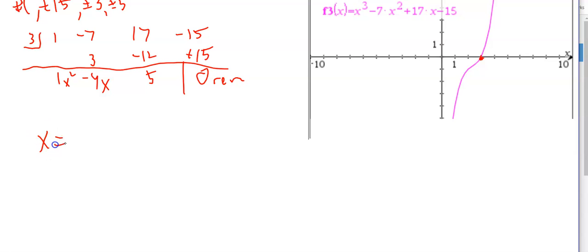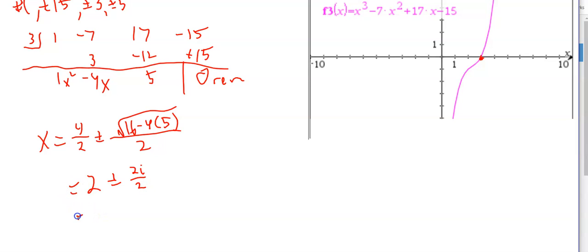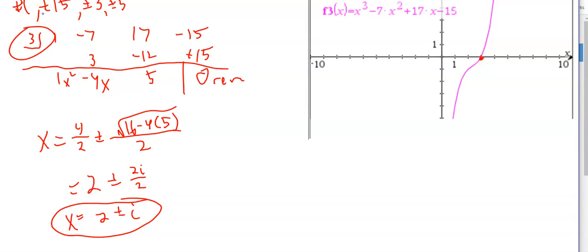So let's see what happens. x equals the opposite of b, which is 4, over 2 times a. b squared is 16 minus 4 times 5. So 16 minus 20 is -4, so I get 2 plus or minus the square root of -4, which is 2i, so 2i over 2, which is 2 plus or minus i. Those are your 2 imaginary answers. Again, we already got our rational answer of 3.